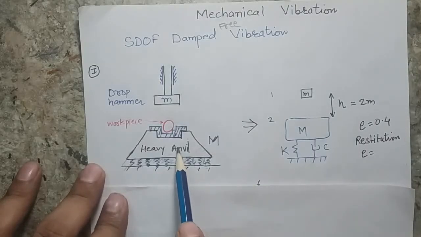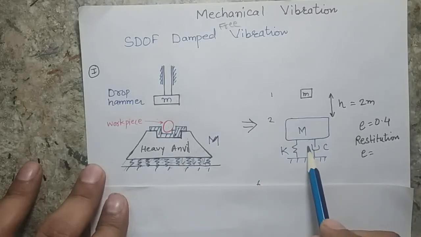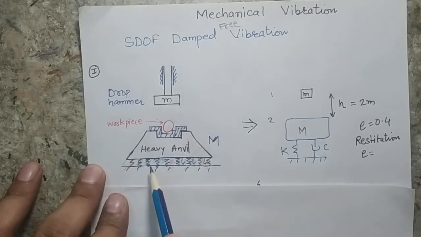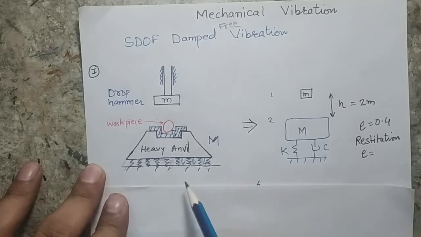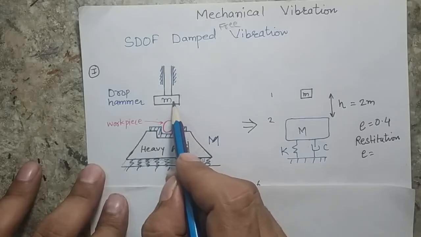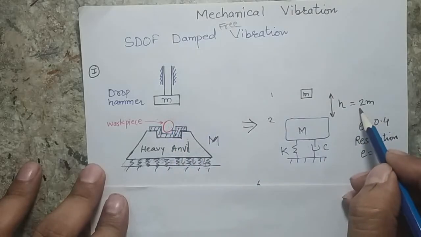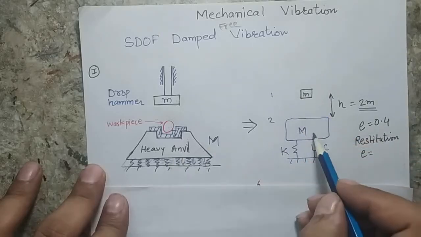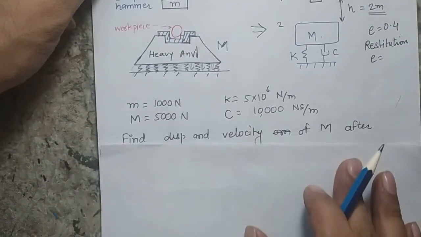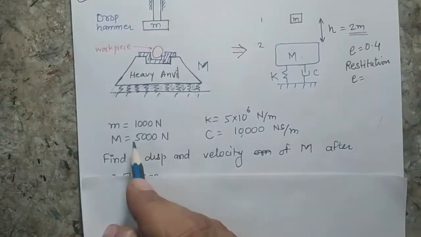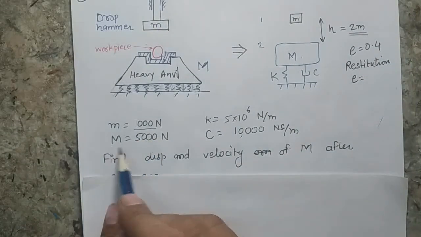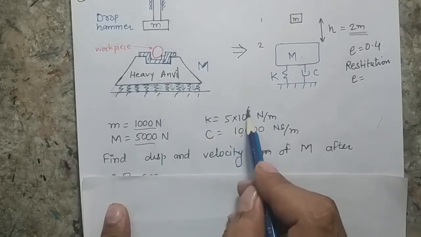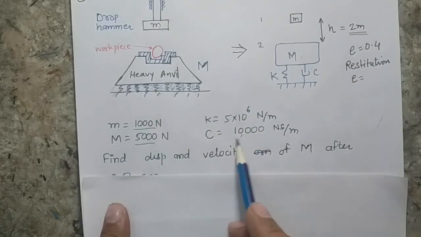So this is your real life problem. Here I am having a mathematical model in which M comprises this whole mass. Now this is K and this is C. In the question it is given that the hammer is falling from a height of 2 meter. The hammer has a mass of m and the anvil has a mass of M. The data given are: hammer weight is 1000 Newton, anvil weight is 500,000 Newton, stiffness is 5 into 10 to the power 6, and the damping is 10,000.